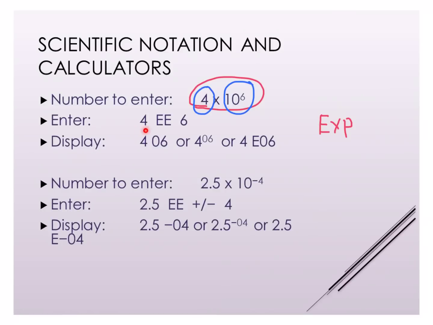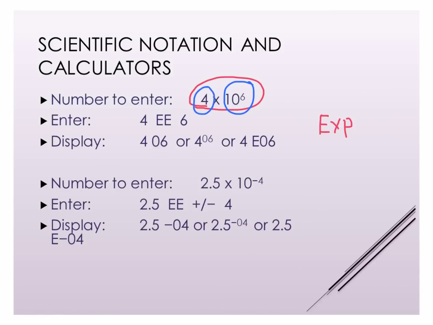And so you can enter 4, the EE or the exponent button, 6, and what you'll typically see on your calculator is a couple different things. Some will show 4 with a space, and over on the far right you'll see 06. Some you'll see 4 with a little 06 on the right. Sometimes you'll see 4e to the 6. Any of these things are acceptable. It just depends on what your calculator model actually does.